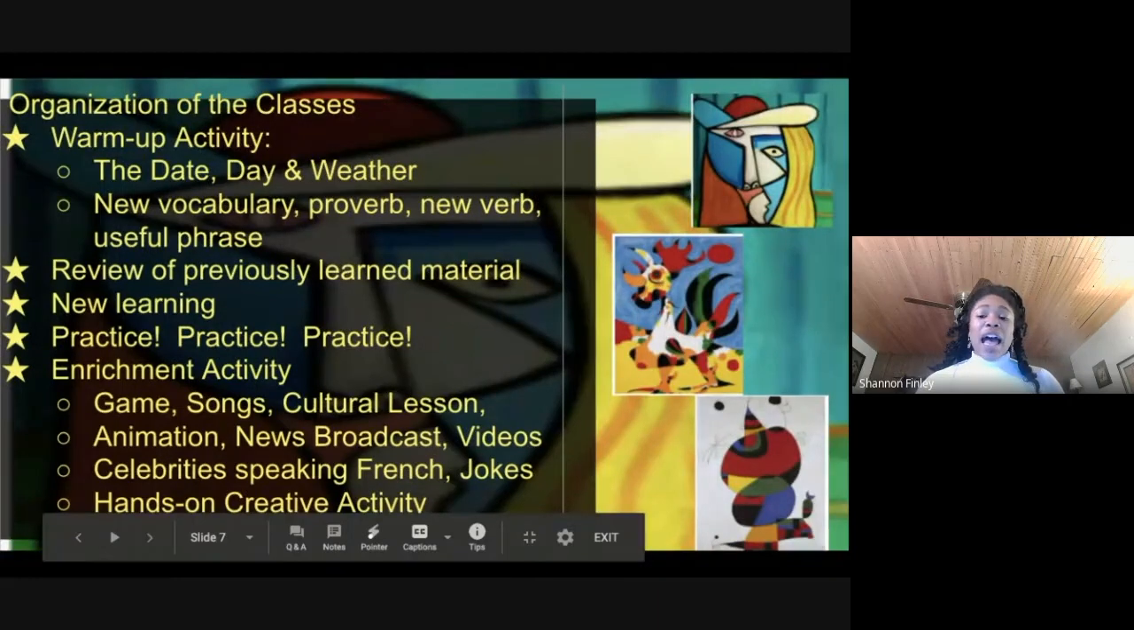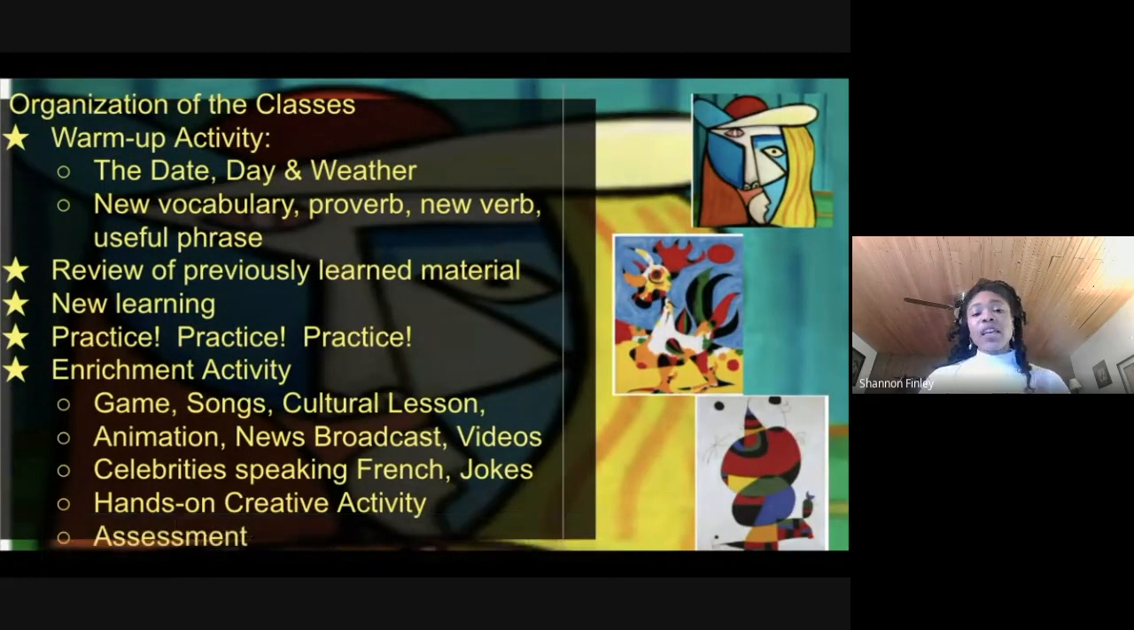When we have our class structure, normally they start with a warm-up activity, which can review activities that have been previously learned, or it can be new material such as vocabulary, a proverb, a new verb, idiomatic expressions, or applicable language expressions like where's the bathroom or where is, insert location. Then we review the previously learned material from the day before or however long we've been reviewing, plus any new material that is added on, and then practice.